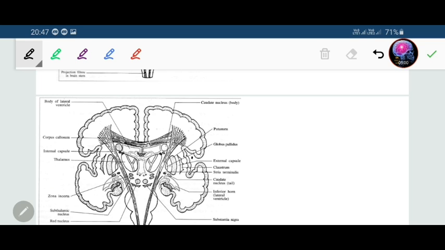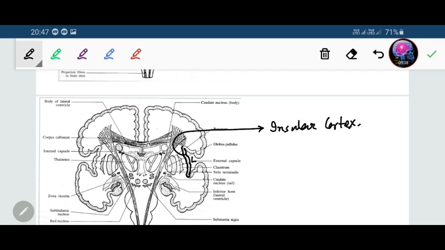The lateral sulcus on coronal section is this. The insula is the submerged or hidden portion of the cerebral cortex in the floor of the lateral sulcus. So the floor of the lateral sulcus is formed by this part of the cerebral cortex, which is hidden from view. This is called insular cortex.